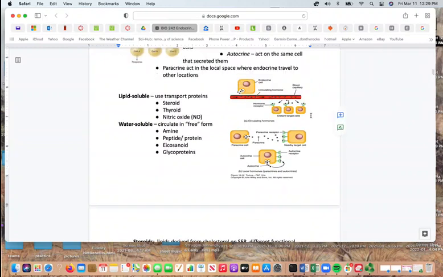So this image here is just going to give you an example where you can have an endocrine cell. It's going to release the hormones into the circulation. They can take it to the distant target cells. Here you can have local hormones. So you've got a paracrine cell releasing to a neighboring cell. Here in autocrine, it's going to release the hormone and then work on itself.